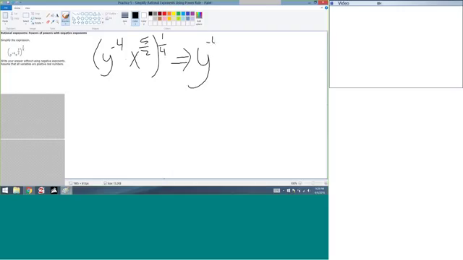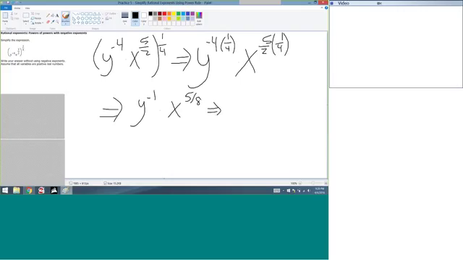So we have y to the -4th times 1/4, and then x to the 5 halves times 1/4. And if we multiply those out, we're going to end up with y to the -1st times x to the 5/8. Now we did have one of them end up being a negative in the exponent, so this time the y to the -1 has to flip downward. So x to the 5/8 in the numerator, and then y to the 1st in the denominator.